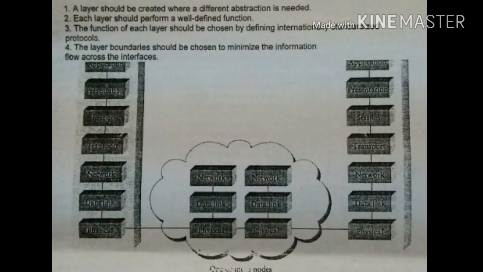This figure shows the layered systems with alternative instructions available at a given layer. The OSI model has 7 layers. First one, physical, data link, network, transport, session, presentation, application.